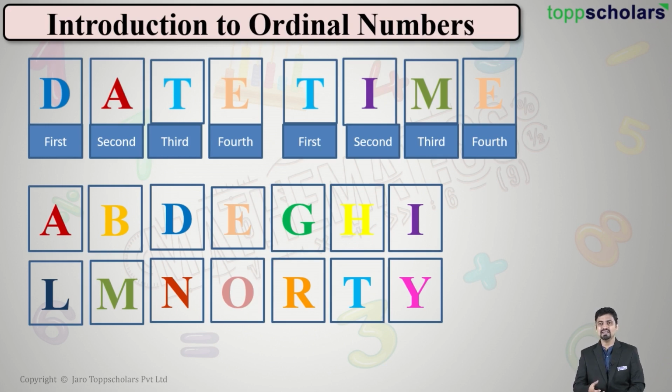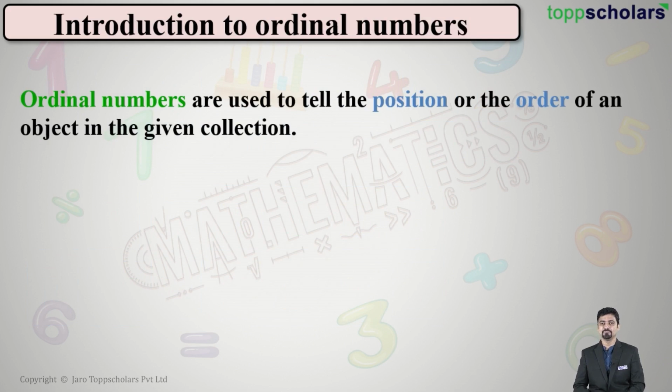What have we exactly done here? Let us go ahead. We have actually written down positions, meaning ordinal numbers. The definition is, ordinal numbers are used to tell the position or sometimes the order of an object in the given collection. So we are writing down the position using what? The numbers, the words, first, second, third, fourth, fifth, sixth, and so on are all ordinal numbers.